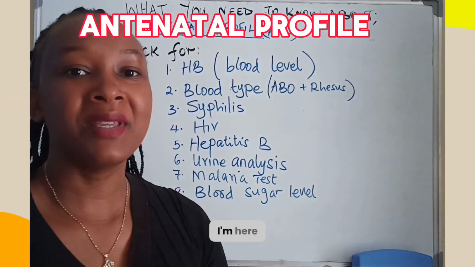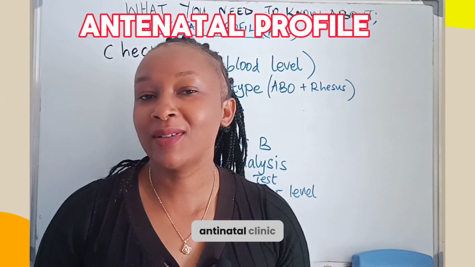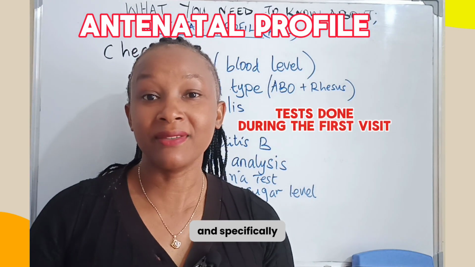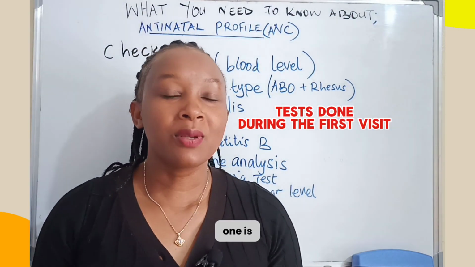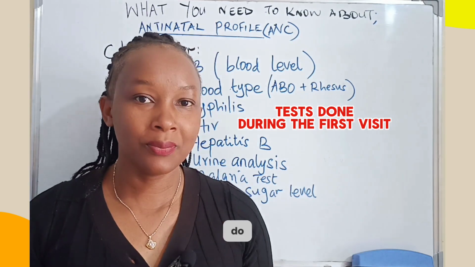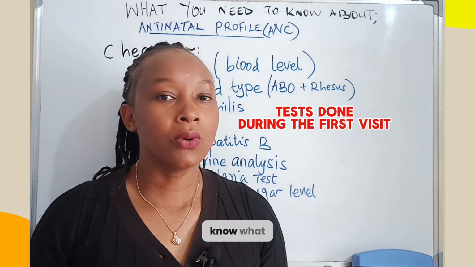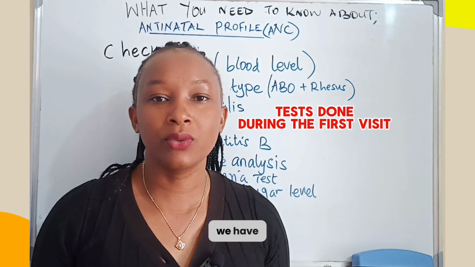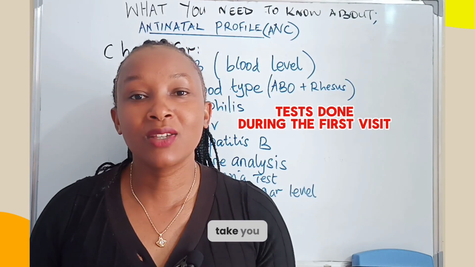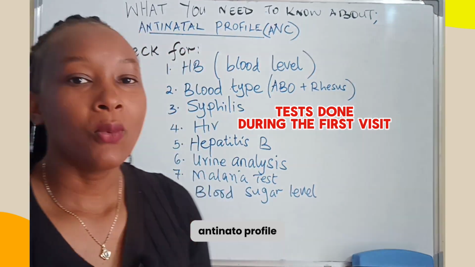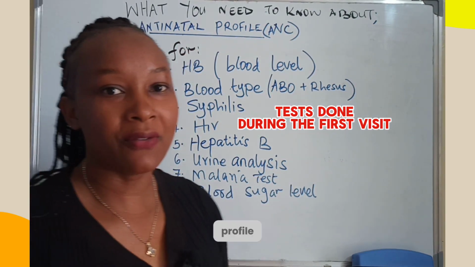Hi guys, I'm here to talk about antenatal clinic and specifically the first one. Why we are talking about the first one is because there are things that we do that maybe you would want to know what is usually done. Why do we have to give blood samples, urine samples? So I want to take you through the antenatal profile. What is done in the antenatal profile?